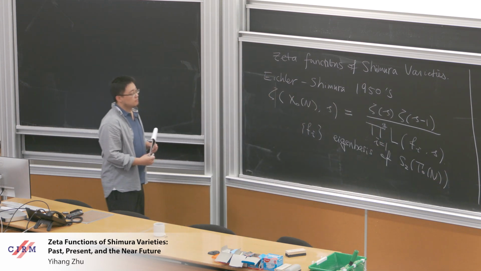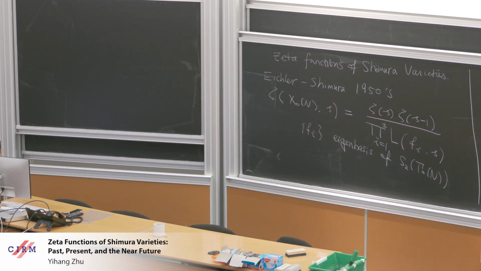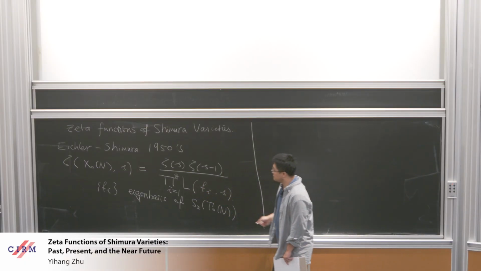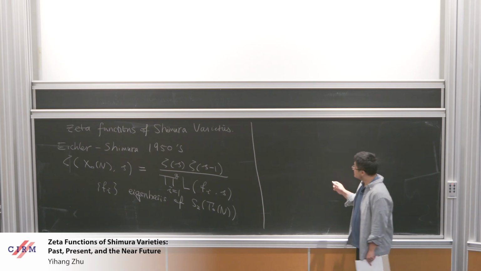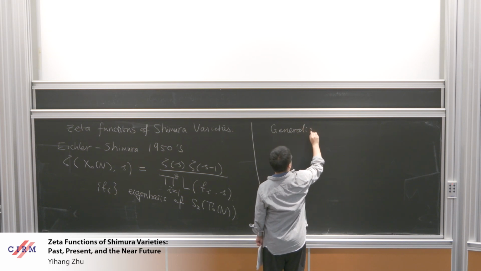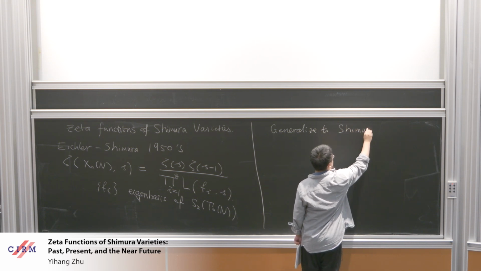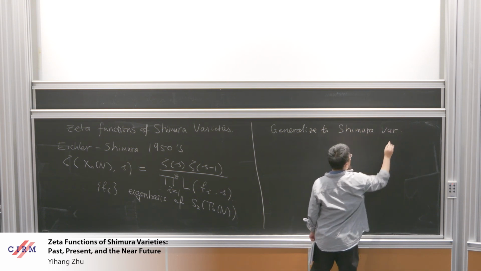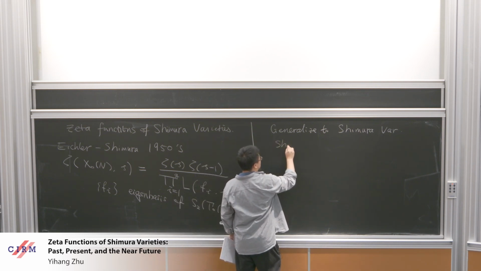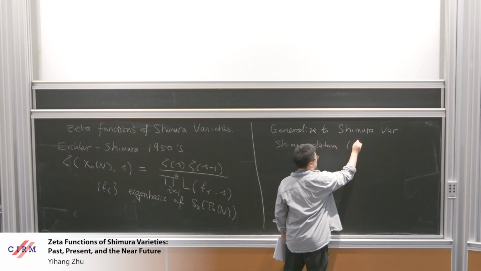Okay, right. So then the goal is to generalize such an expression of the Hasse-Weil zeta function in terms of L-functions of automorphic representations to the case of Shimura varieties. So, generalize to more general Shimura varieties. All right, so we start with the Shimura datum (G, X).